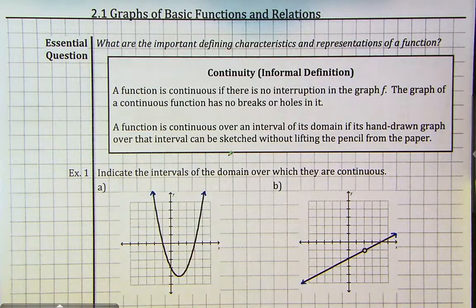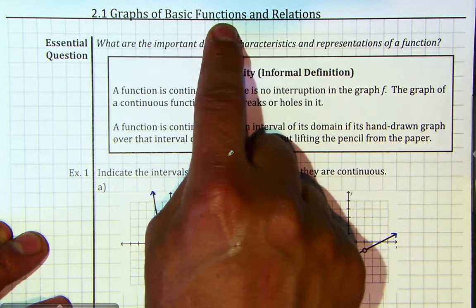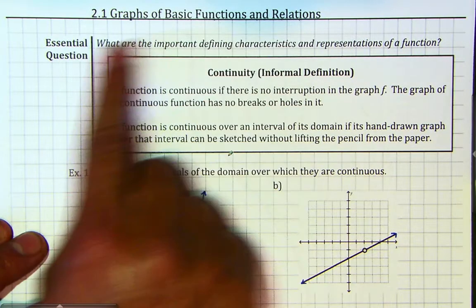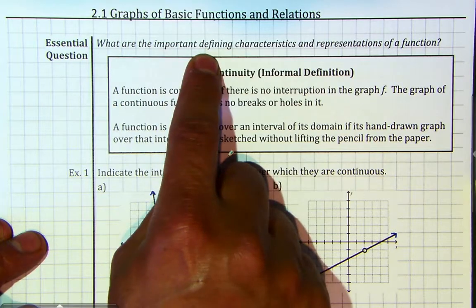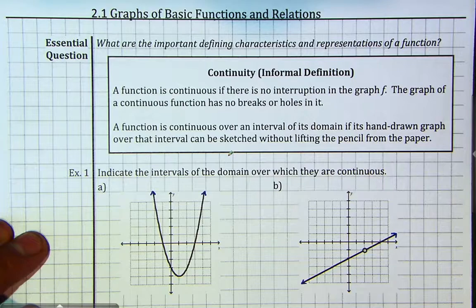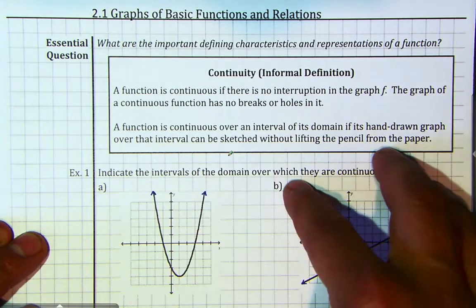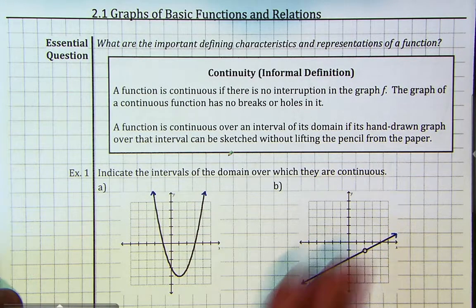Today we are going to cover section 2.1, graphs of basic functions and relations. Be sure to copy your title and your essential question. What are the important defining characteristics and representations of a function? Go ahead and place your cutout, copy example number 1, and we'll start once you're ready. Go ahead and pause it.